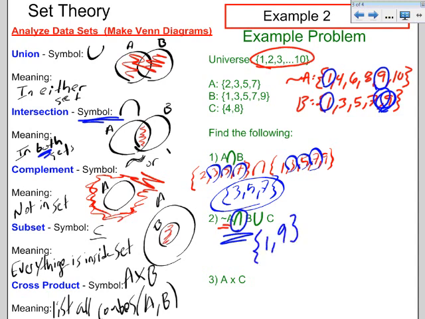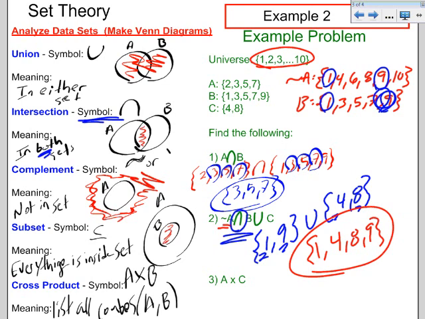Alright, now we're doing the union of that with C. Well, C has the numbers 4 and 8. Union just means all the numbers in either one of the sets. So if we look at all the numbers we have, we just list them all: 1, 4, 8, 9. So you have the 4 values that would satisfy that.